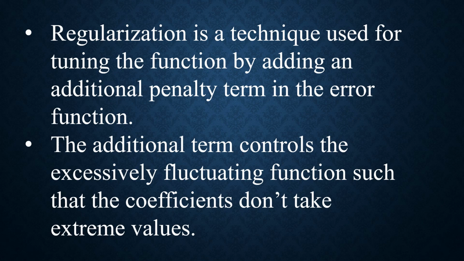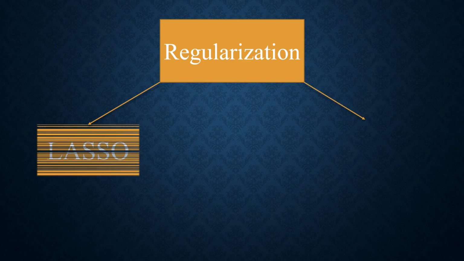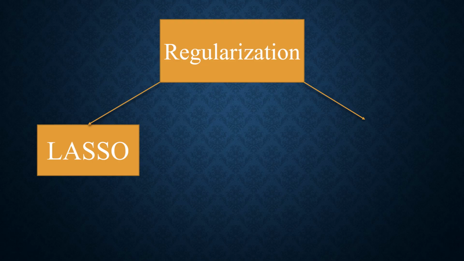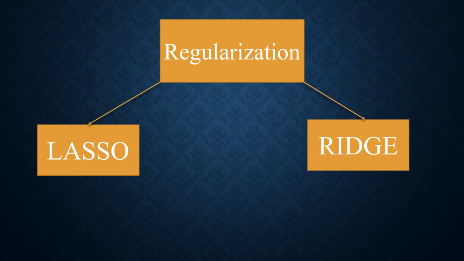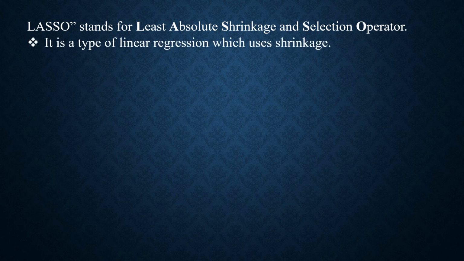Now, let us look at the different types of regularization. There are two types of regularization. There is LASSO regularization, which is also known as L1 regularization, and we have ridge regularization, which is also known as L2 regularization. Now, let us look at what exactly this LASSO regularization does. LASSO stands for Least Absolute Shrinkage and Selection Operator. It is a type of linear regression which uses shrinkage.